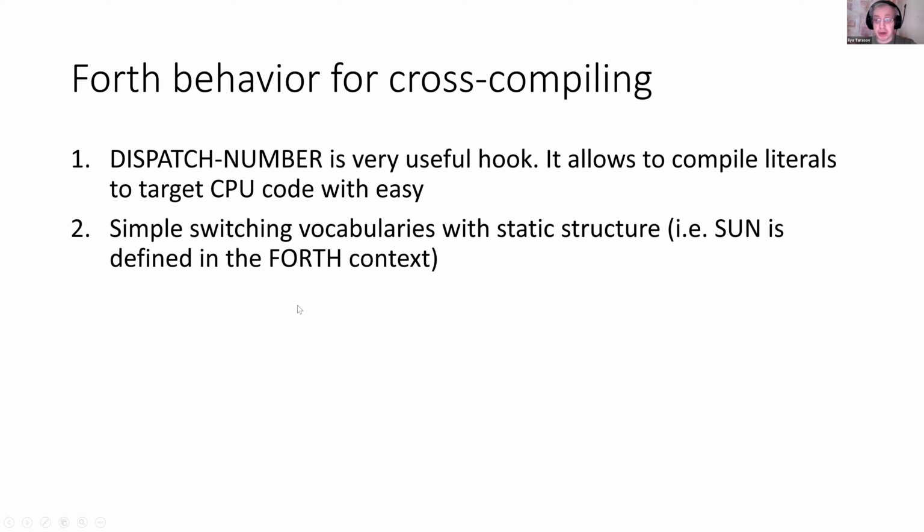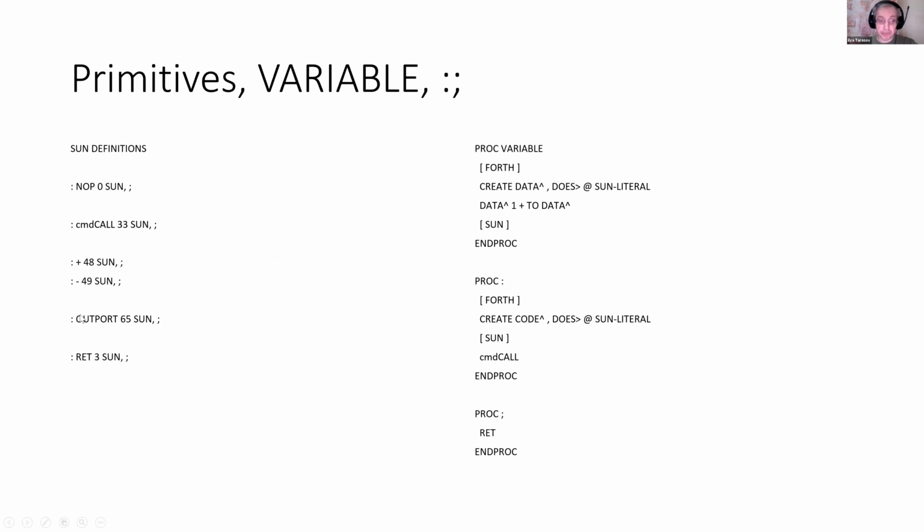And I found no reasons to use N-style vocabularies. With a static structure, I use the Soft vocabulary defined in Forth context, and every time I type Soft, I'm switching to a set of words recovering existing definitions. So plus in Forth context will add two numbers on the stack. Plus in Soft context will produce this 48 byte for the memory image of the soft CPU. This is very easy.